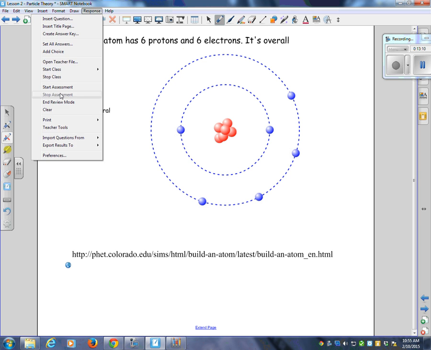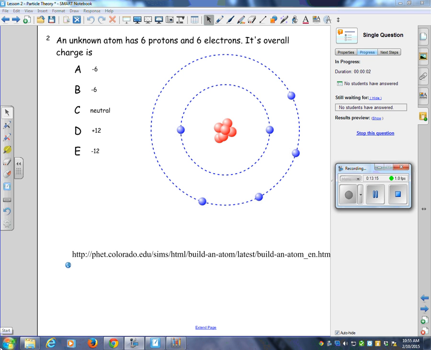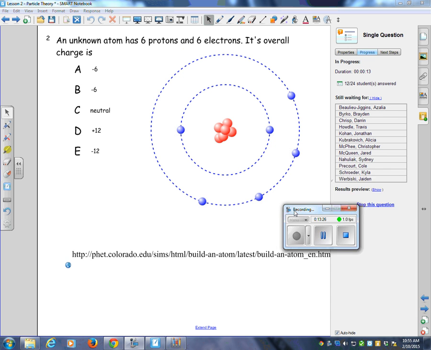I put 10. Question number 2. See if you get it. An unknown atom has 6 protons, 6 electrons. Its overall charge is A, B, C, D, or E.